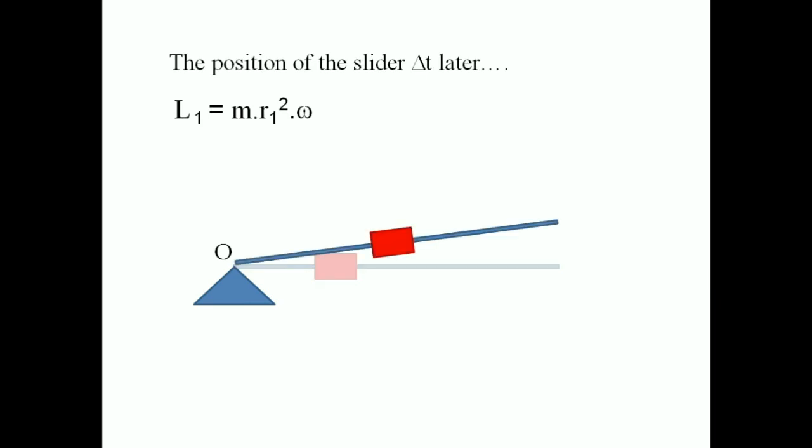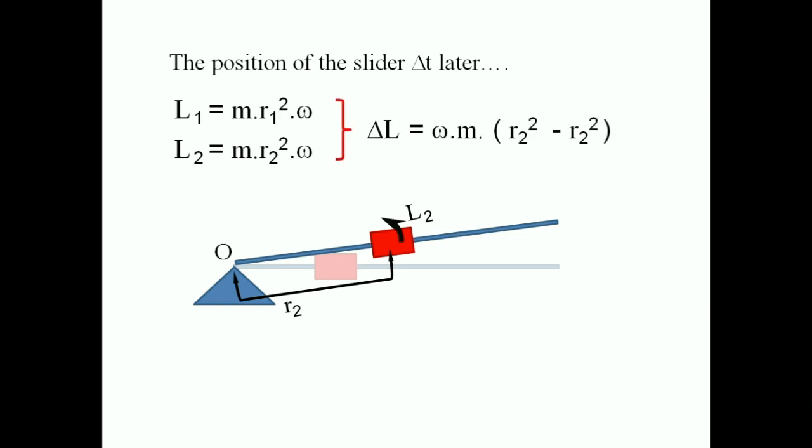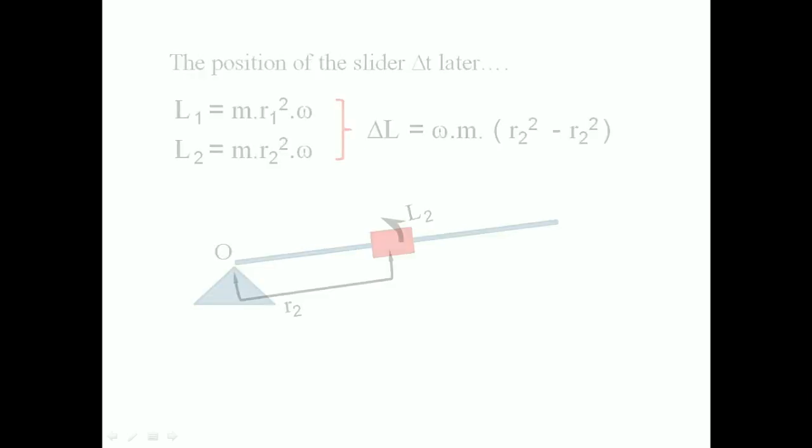A small time, delta t later, the arm is rotated and the slider has moved out to a new position at r2. The radius of the slider has increased, hence it has a new angular momentum, L2. The slider has experienced a change in angular momentum. This can be calculated by subtracting L1 from L2. In order for the angular momentum to have changed, a torque must have been applied to the system.